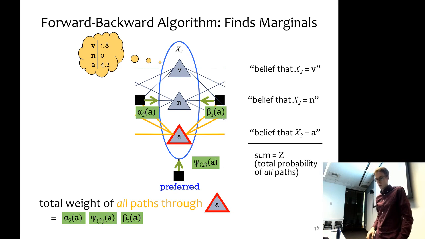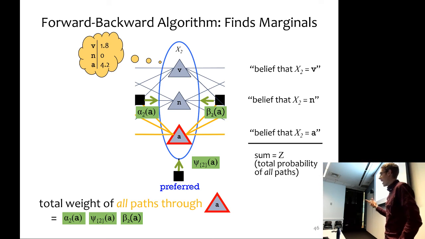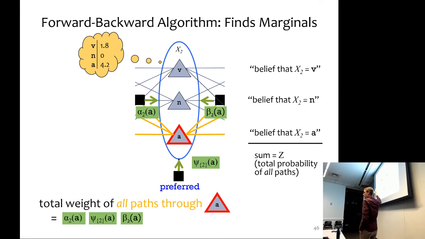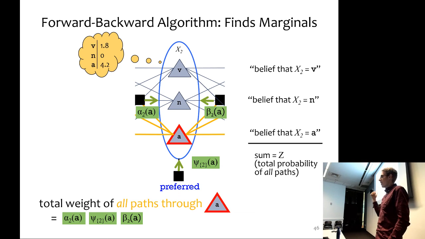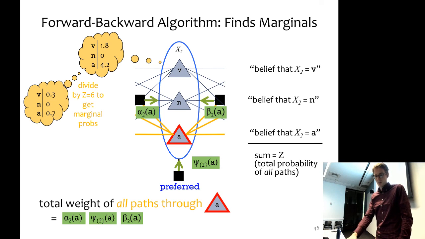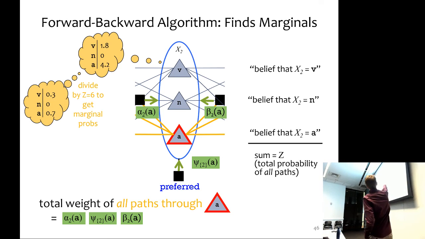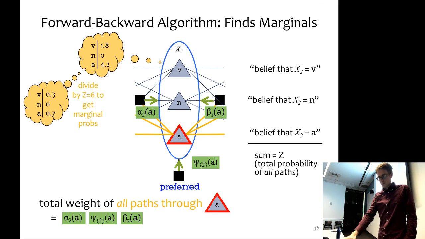And then if we wanted to, we could add those numbers up, and that would be the value of the partition function, which is the total probability of all paths. And the trick is, this is going to work not just for forward-backward, but for any arbitrary factor graph. Okay? So if you divide by the total probability z, then you get back the marginal.